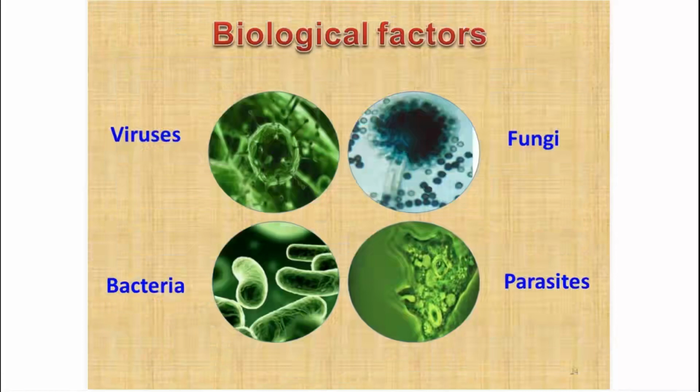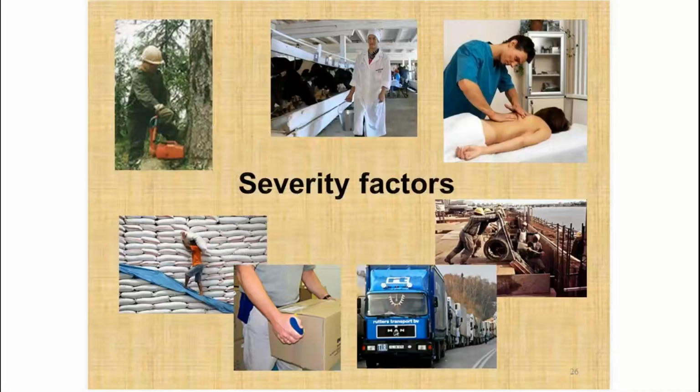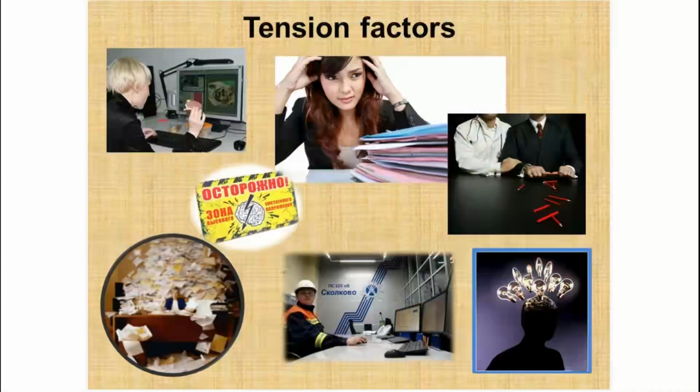Biological factors are viruses, bacteria, fungi, parasites. Labor process factors are, firstly, severity factors, secondly, tension factors. On the slide, you can see severity factors. In the second one, tension factors.